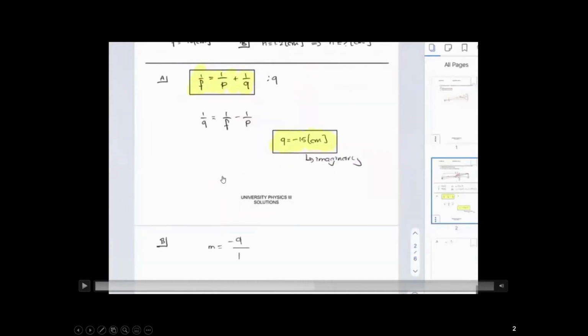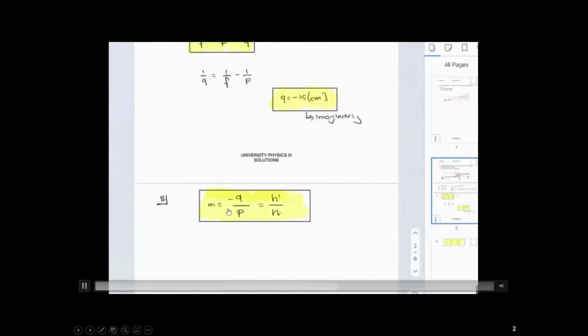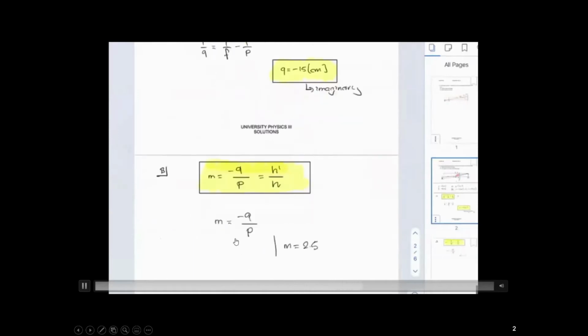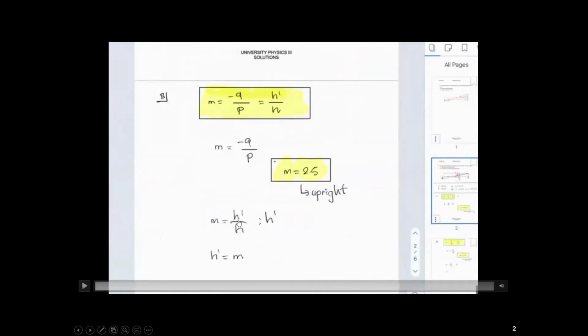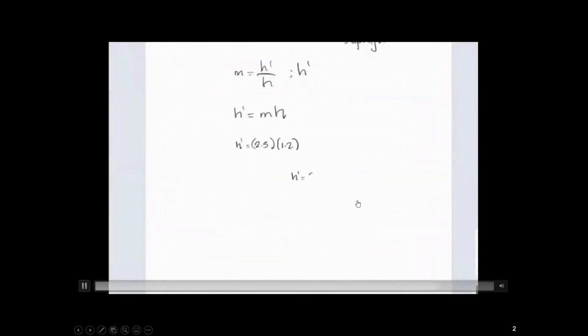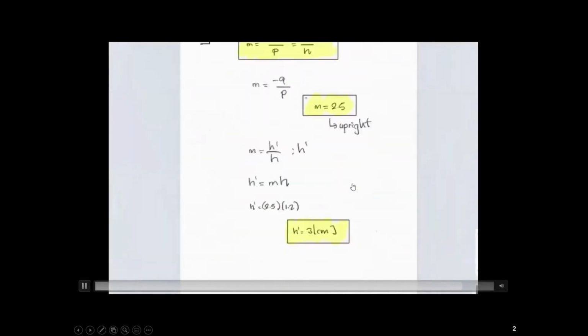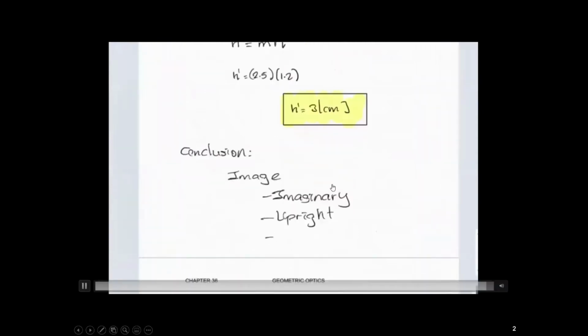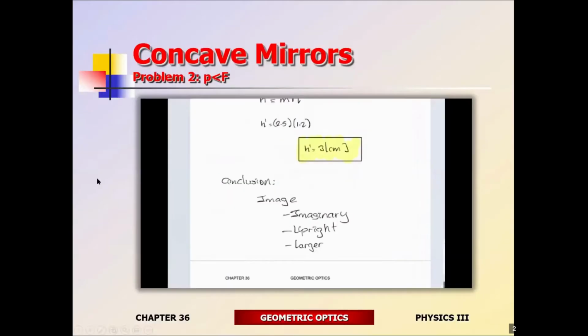So let's figure out the magnification. Obviously, the image is going to be larger. All right, so what do we have here? So this is the image distance to the object distance. This should give us the magnification. All right, so let's figure out the magnification first. So magnification is going to be 2.5. So image is going to be 2.5 times larger than the object. And now let's figure out the height of the image. Plug the numbers in. So image is going to be 3 centimeters. So image is going to be imaginary, upright, and larger.